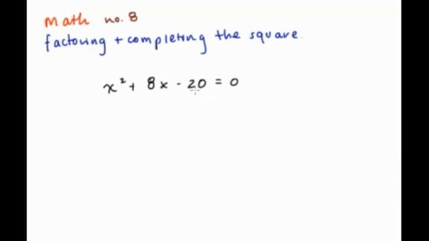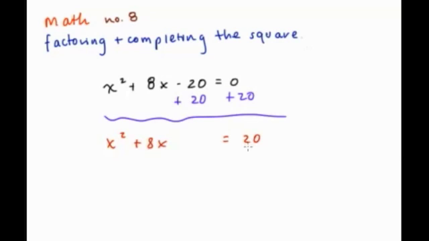Step 1, you need to get the c term on the right hand of the equation with 0. So what I'm going to do is I'm going to add 20 to both sides. So what that leaves me with is x squared plus 8x. I'm just going to leave this blank because I'm going to use it later. And now this is 20.